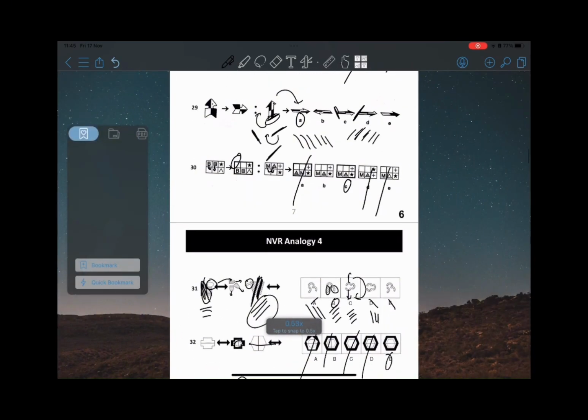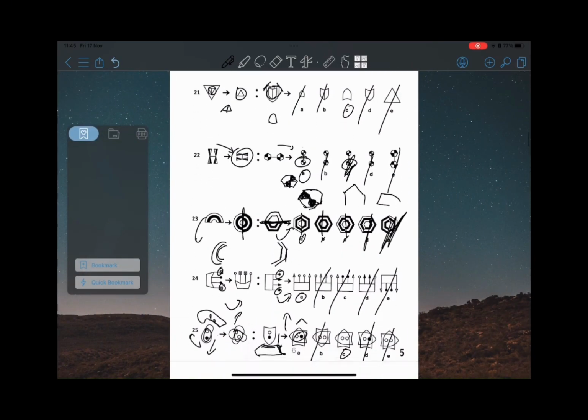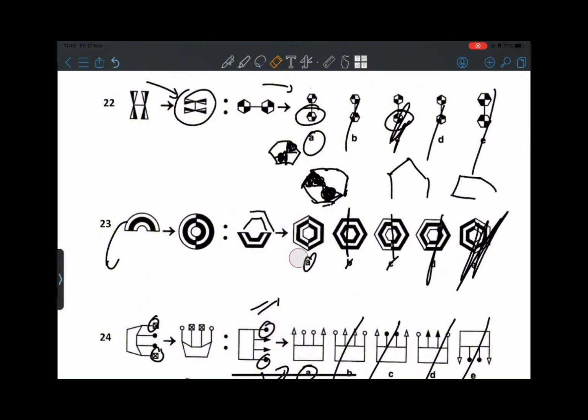Question 23. That's the next one that most people got wrong. Okay, this one's a bit confusing. I'm assuming most people chose something like C. Let's see. E was the most popular answer. A lot of people chose E. I think the problem there is you've just assumed that this goes to the left when it doesn't. I think most people just made this go to the left.